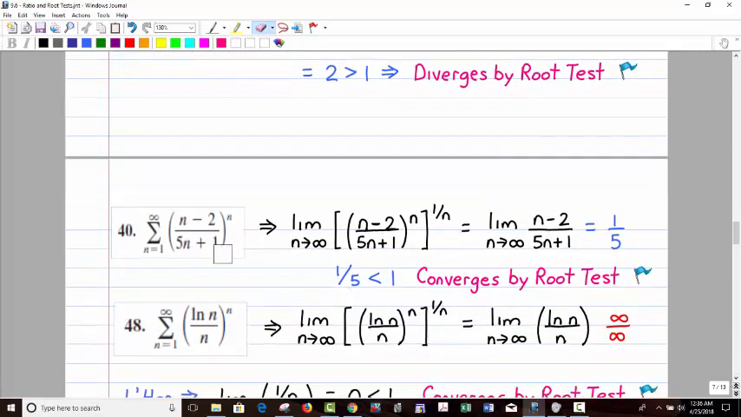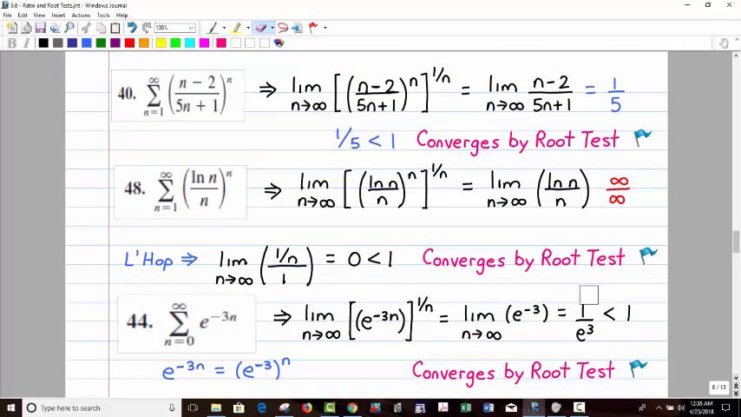Here's another one. Once again, it's all raised to the nth power, so it's going to be a root test. You might be wondering why these aren't geometric. It's only geometric if there's just a number on the inside of the parentheses. You can't have n's in there with it. So you take the nth root of this series, which means you just remove that exponent, and take the limit of what's left, n minus 2 over 5n plus 1, which is going to be 1/5. Since 1/5 is less than 1, we have converges by the root test.